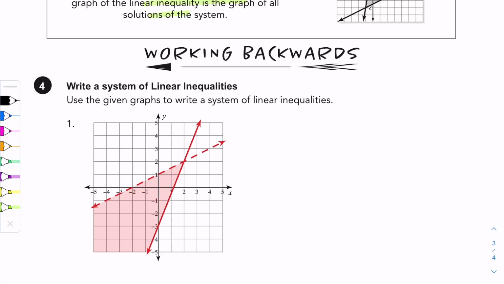So the last set of examples is when you're given a graph of a system of linear inequalities and you need to write the system. So the first thing that I usually do is label my lines as number 1 and number 2, so when I look back in my notes, I can clearly see which ones I'm referring to. So I'm going to label number 1, this line here, and I'm going to label number 2, this line here.